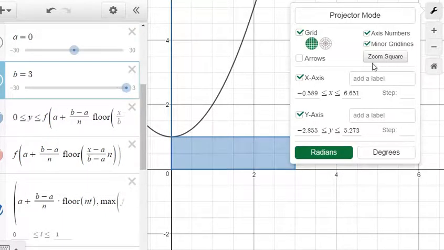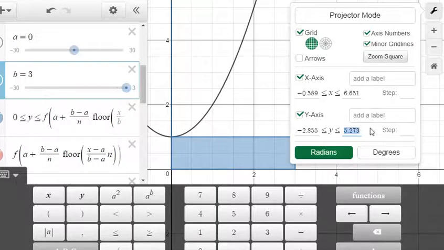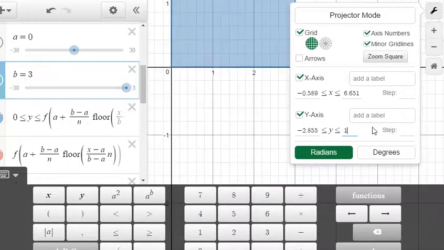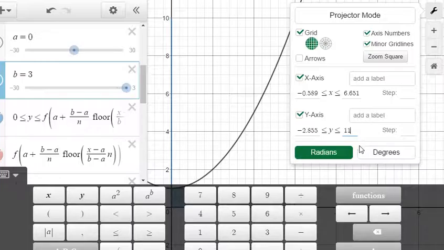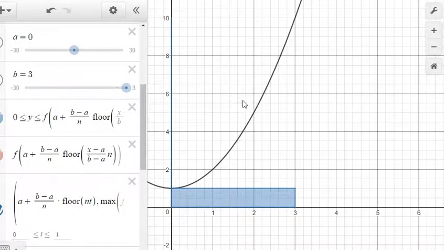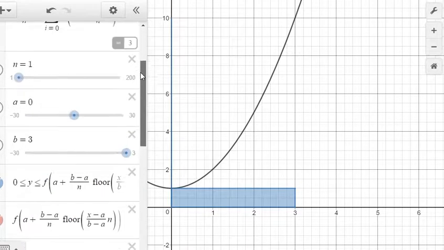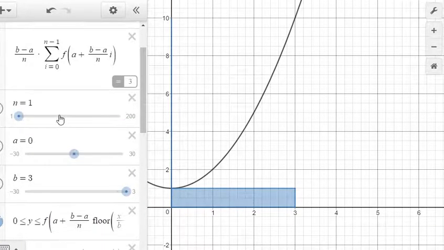And one last thing here. Y-axis. Let's make that say 10 or 11. Okay. All right. So let's keep an eye on this as we increase the number of rectangles. So our first estimate is a 3.